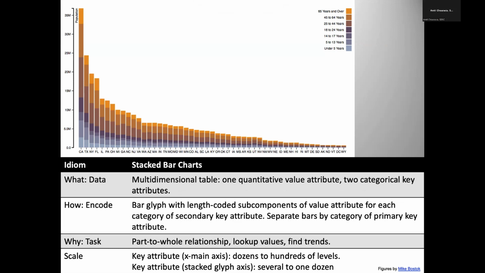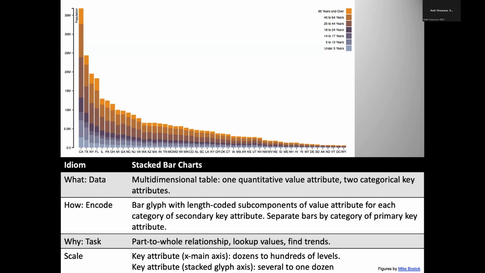Now, the encoding here is again the bar glyph, using the line channel, and its segmented colors are used to separate out the attributes. A stacked bar chart provides information on two things. It lets us find the part-to-whole relationship: we can tell what proportion of the population in that state falls in each age bracket. But we can also do lookup, and we can also find some trends.